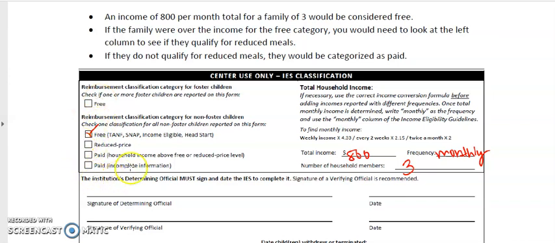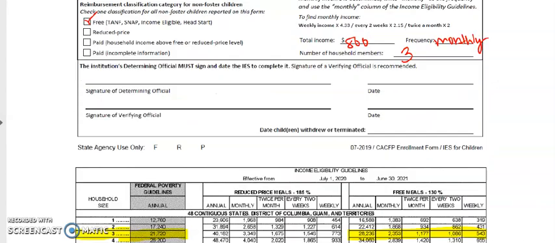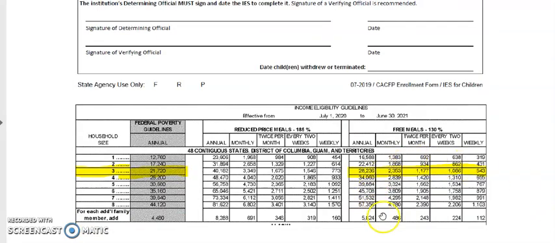This section is for making the determination. So they're free if they get TANF, SNAP, and included their SNAP numbers. Otherwise, we have to report the income, and then we would have to list it here based off of the calculations I mentioned above to determine the monthly income. And then we would use the monthly income with the number of household members, and we would use it with the income eligibility guidelines to make the determination.